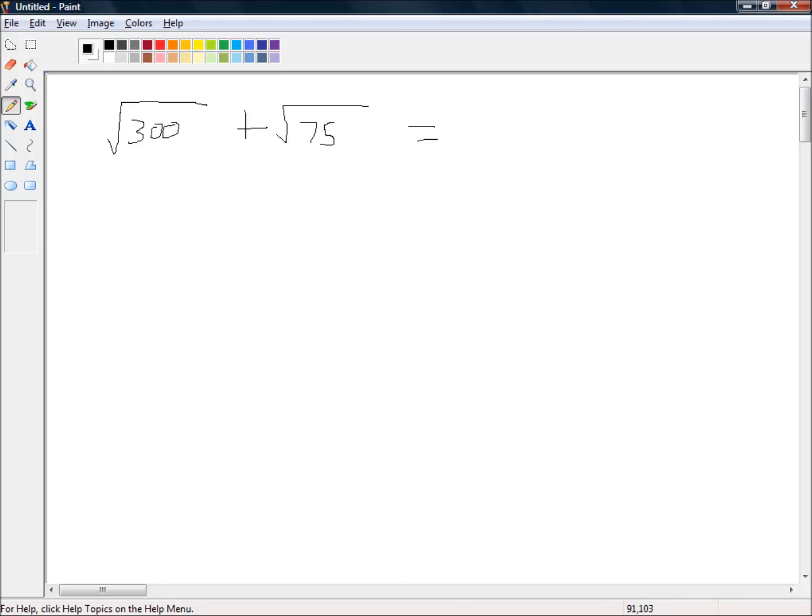Well, we've already looked at the square root of 300 is equal to 10 times the square root of 3. And we've already seen that the square root of 75 is actually 5 times the square root of 3. So actually these are like terms. I've got 10 root 3's and I've got 5 root 3's, and I want to add the 5 root 3's to the 10 root 3's. So how many root 3's have I got? Well, I've got 15 root 3's. So actually they can be combined, and the answer to that question would be 15 root 3.